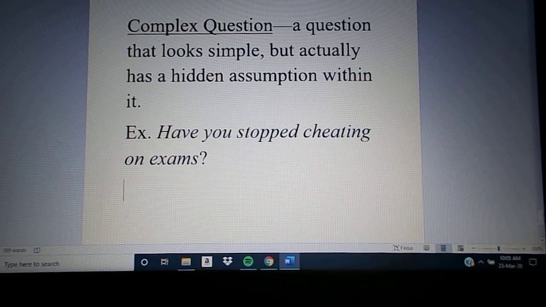So, whether we're talking about a leading question in a courtroom, or a complex question in the guise of logic, the fact is that we have to make sure that what we're asking is a straightforward question, not one that is intended to lead people astray, not one that has these inherent assumptions within them.